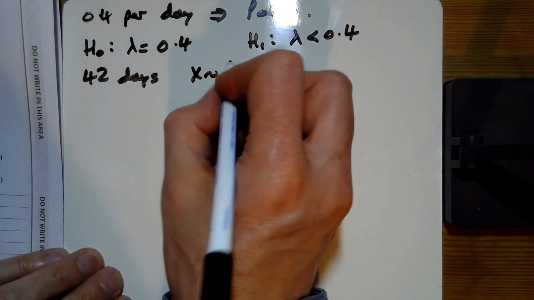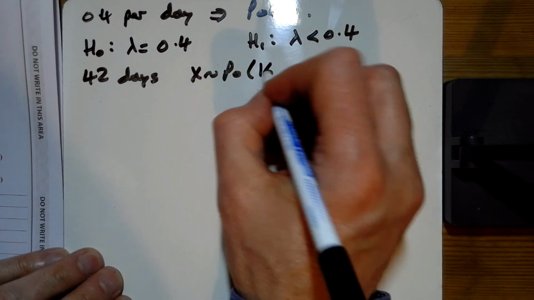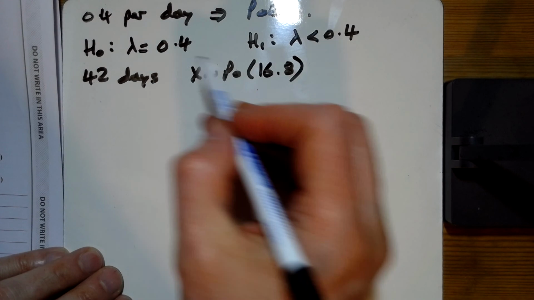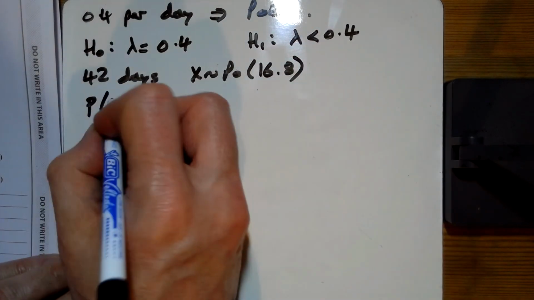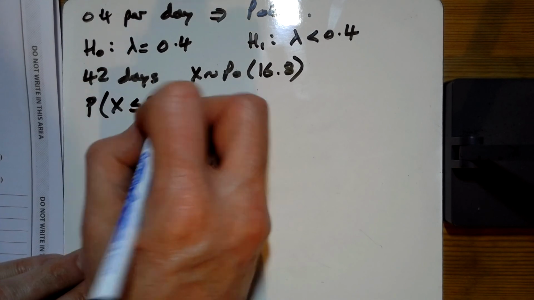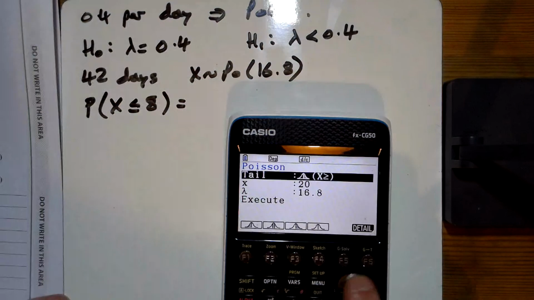So in 42 days, then X is a Poisson. 42 times 0.4 is 16.8. And of course, you could set the hypothesis up with 16.8 here and less than 16.8 there if you wanted to. The probability that X is less than or equal to 8 in that situation, so let's grab the calculator and just go with it.